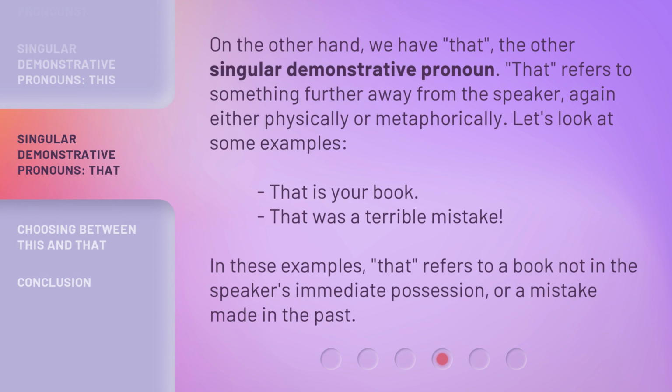On the other hand, we have that, the other singular demonstrative pronoun. That refers to something further away from the speaker, again either physically or metaphorically. Let's look at some examples. That is your book. That was a terrible mistake. In these examples, that refers to a book not in the speaker's immediate possession, or a mistake made in the past.